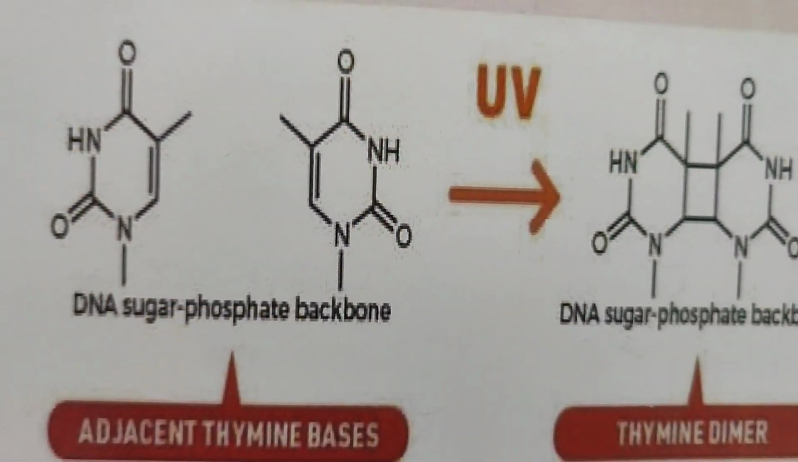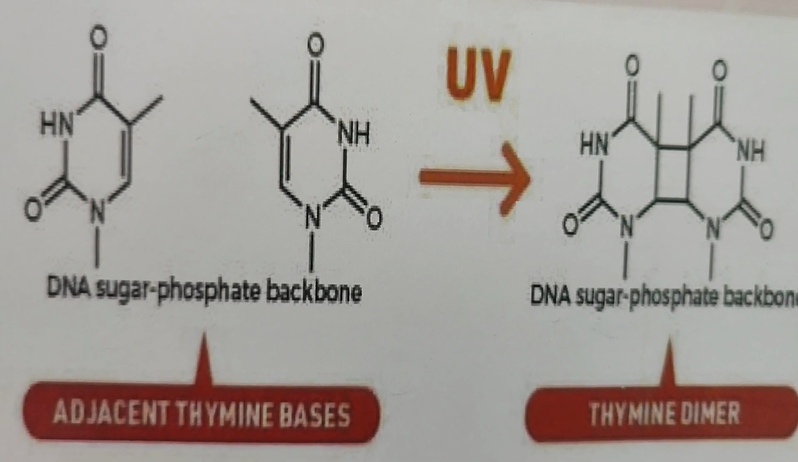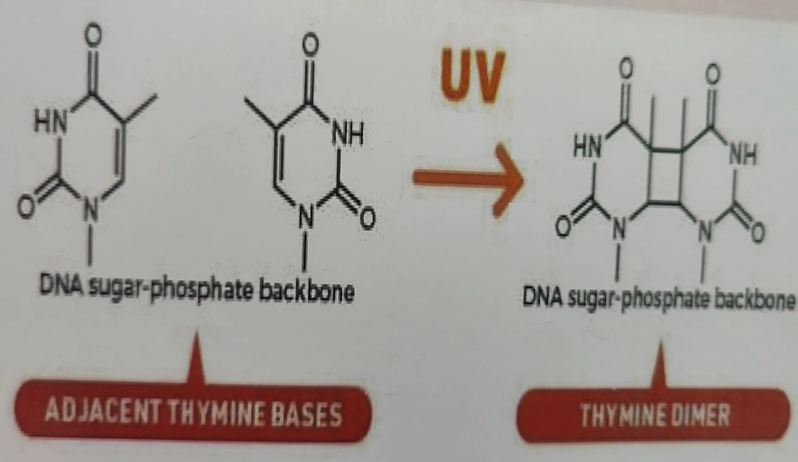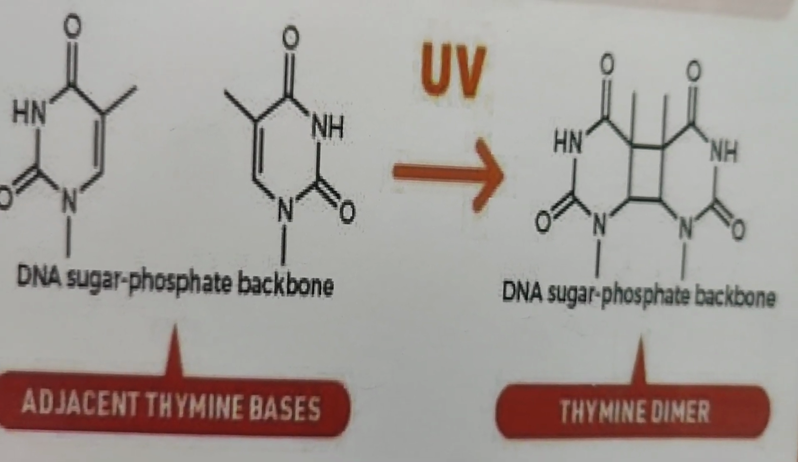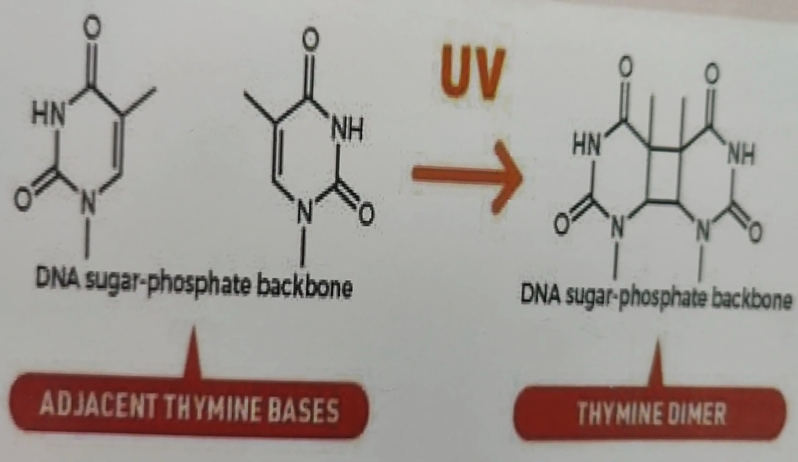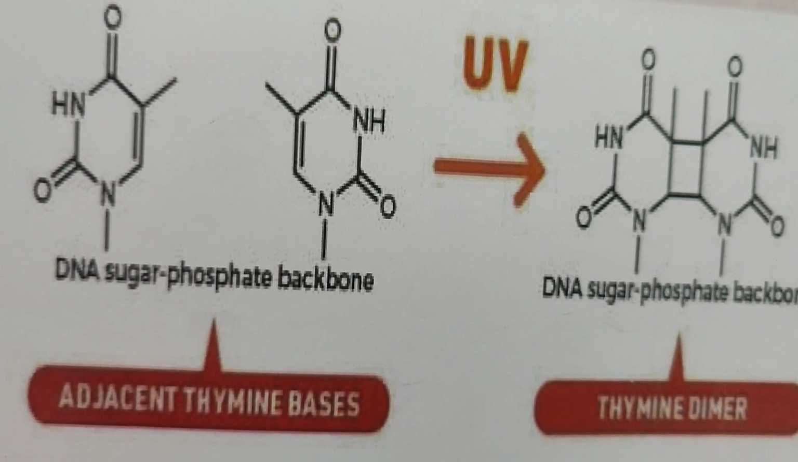That's a structure of adjacent thymine bases, and after coming in contact with UV, it forms a thymine dimer. So that was the DNA sugar phosphate backbone before, and after exposure to UV radiation, it becomes like this DNA sugar phosphate backbone. It forms a dimer of thymine.